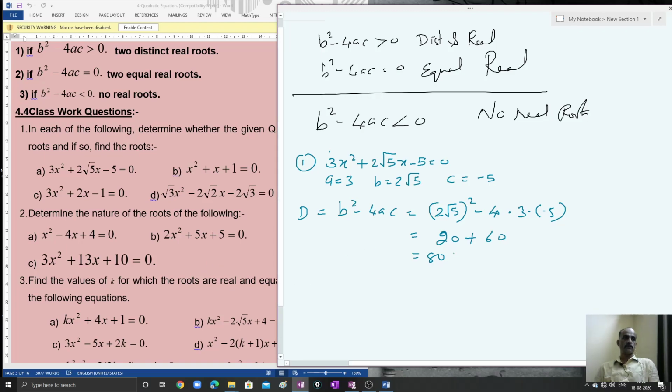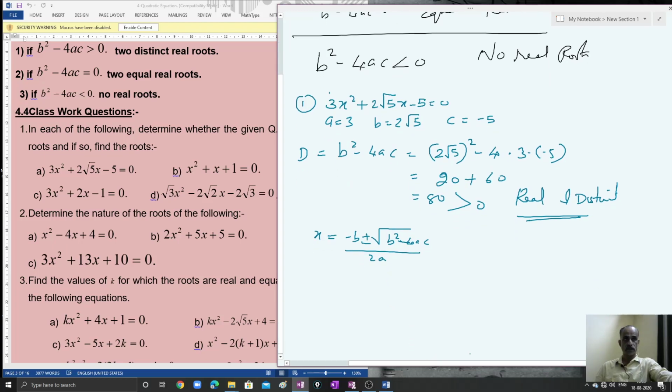Here b square minus 4ac is greater than 0. So what is the nature? The roots are real and distinct. In this case we have real roots. How can we find the roots? Use the quadratic formula: x is equal to minus b plus or minus root of b square minus 4ac, divided by 2a. In the last session we have solved this particular question as such. The solution is available there.